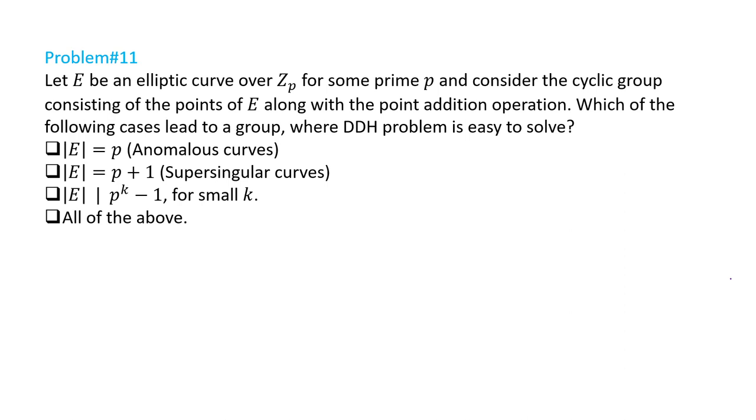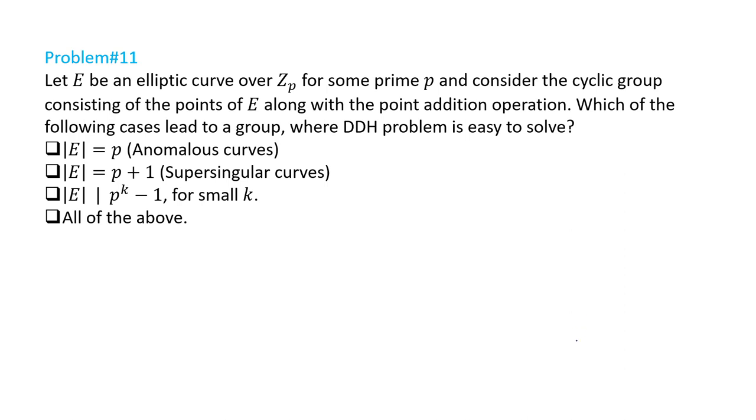I think this is the last question. Nothing to explain here. So let E be an elliptic curve over Z_p for some prime p, and consider the cyclic group consisting of the points of E along with the point addition operation. Which of the following cases lead to a group where the DDH problem is easy to solve? So those groups are prescribed not to be used for constructions where the DDH assumption needs to hold true. Basically, all these three options are correct. For all these three cases, the DDH problem is easy to solve.